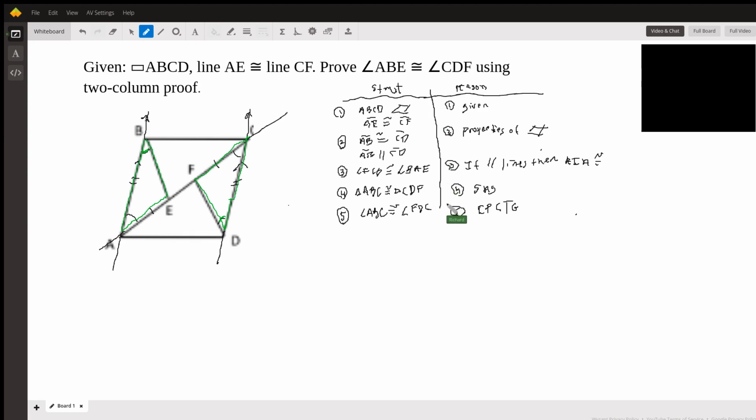So it's not a very long or complicated proof. You do need to know something about the properties of parallelograms, though, if you want to make this proof work. Otherwise, it's not that hard.